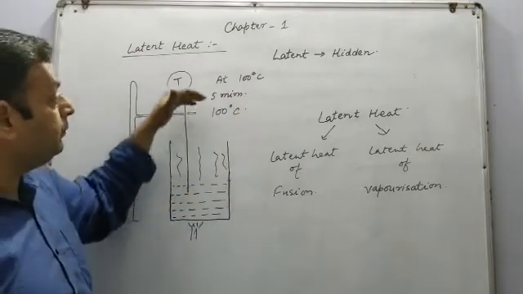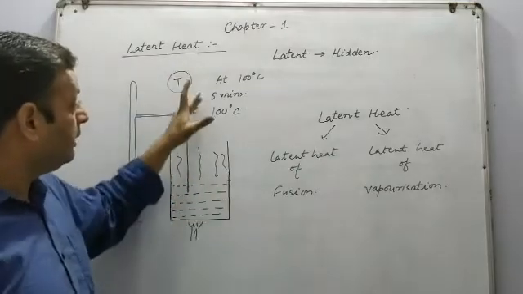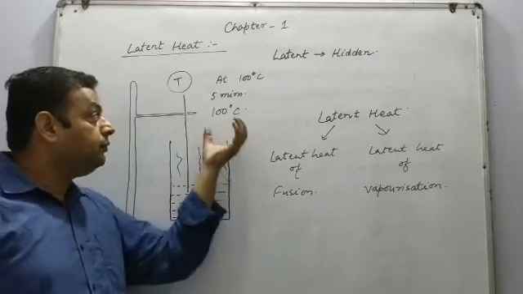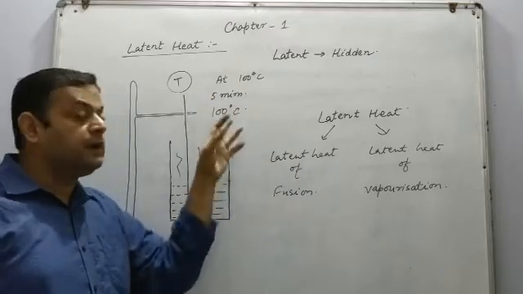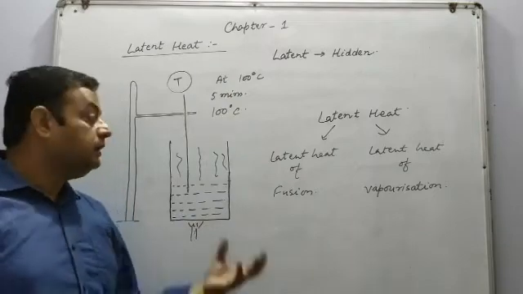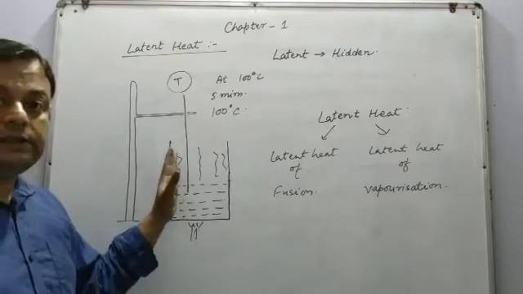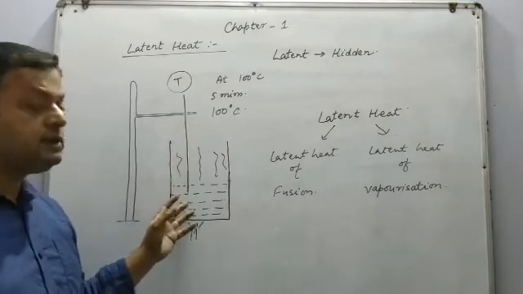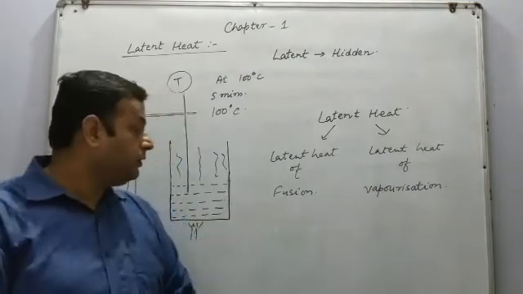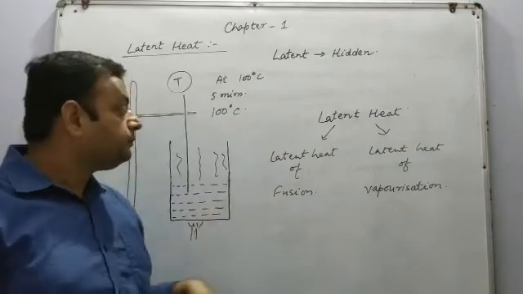It means the temperature before 5 minutes is 100 degrees Celsius when the boiling has started, and after 5 minutes the temperature is still 100 degrees Celsius. So where does the heat energy go within these 5 minutes? That heat energy is called the latent heat. The energy which is not utilized for increasing the temperature but has been utilized for increasing the intermolecular spaces or for overcoming the force of attraction between the molecules of water.